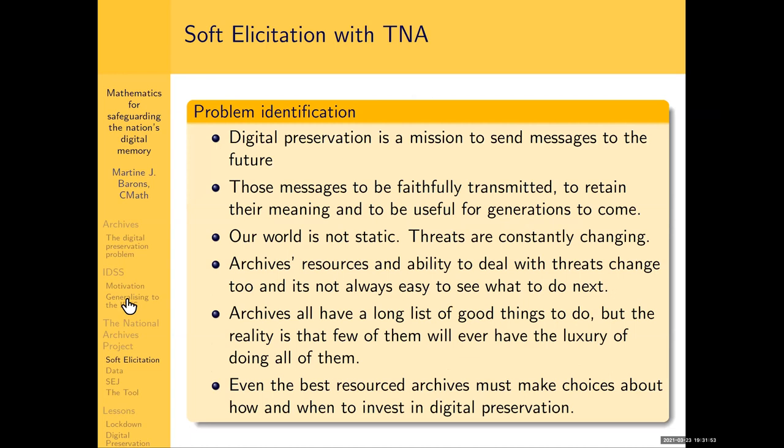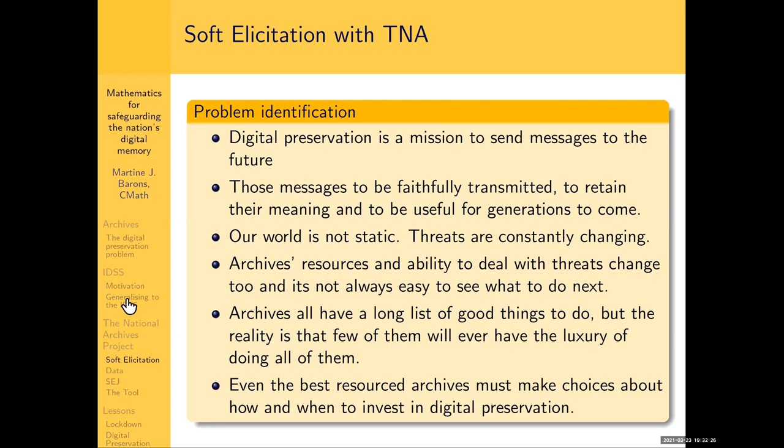So the National Archive said digital preservation is a mission to send messages to the future. So that's what preservation is. And they need to be faithfully transmitted, and they need to be meaningful and useful to generations to come. But the world is not static. The threats are constantly changing. The archive's resources are changing. We talked earlier about it being typically project funding. So that's very unstable. And the ability to deal with things, it's not always easy.